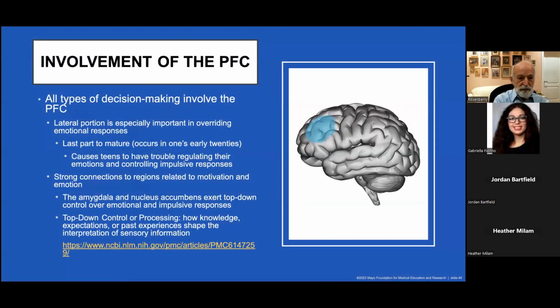This also involves the prefrontal cortex. The lateral portion of the prefrontal cortex is especially important in overriding emotional responses. The last part to mature occurs in one's early 20s. Strong connections to regions related to motivation and emotion are typical of the prefrontal cortex, with the inputs from the amygdala and the nucleus accumbens, which exert top-down control over emotional and impulsive responses. The next slide.